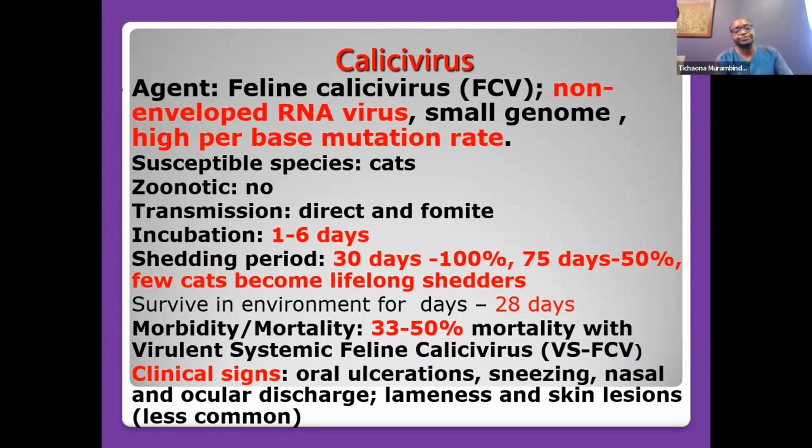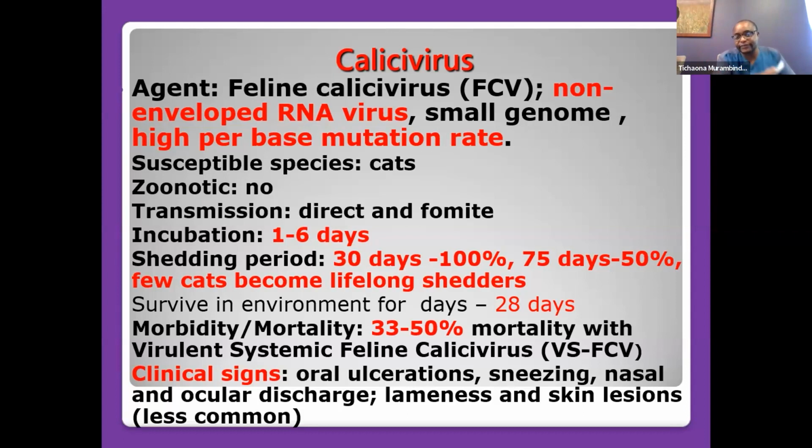So the shedding period: there was no proper data which points out exactly what the shedding period of this virus is. They did interesting research in 2016, where they did PCR on cats that had caliciviruses, and they found that at 30 days, 100% were still shedding.